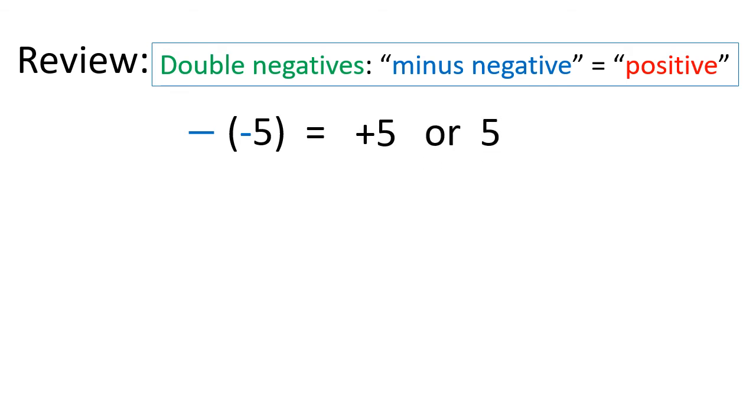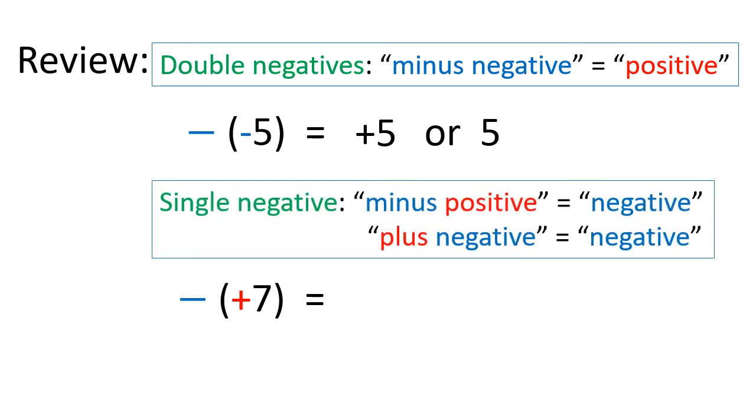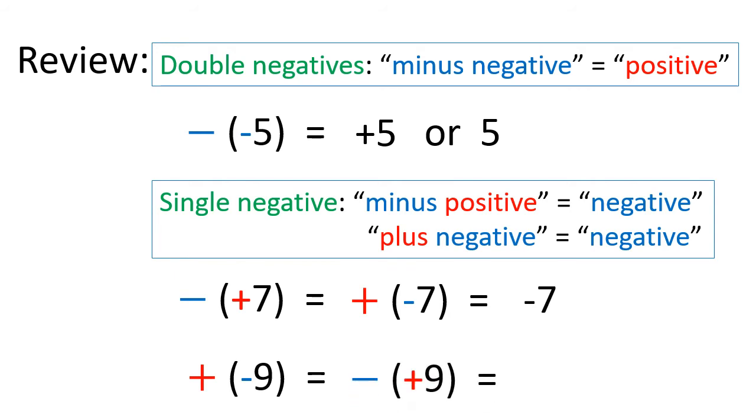The next example is minus positive 7. Do you remember single negative is just a negative? So minus negative is plus positive, which is just the same as negative. So minus positive 7 and plus negative 7 are just negative 7. The other one is plus negative 9, and minus positive 9 are the same as negative 9.